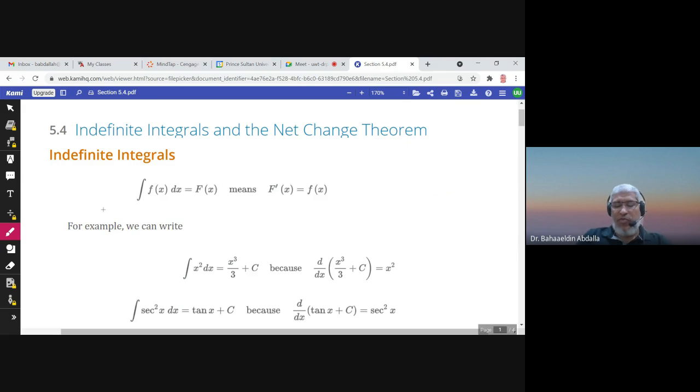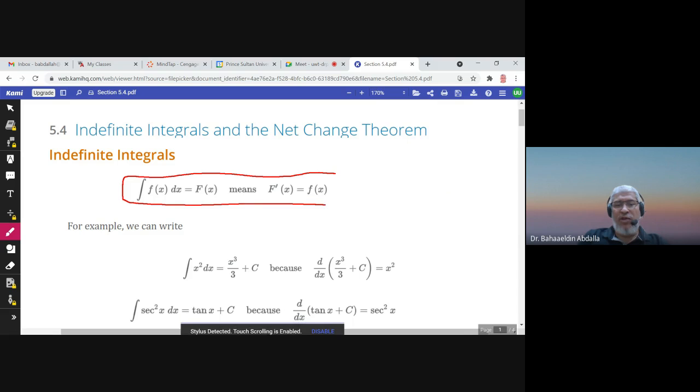This is section 5.4 and it's about indefinite integrals. We will define the indefinite integral of the function f of x to be capital F of x if the derivative of capital F equals small f. So this is the definition of the indefinite integral.